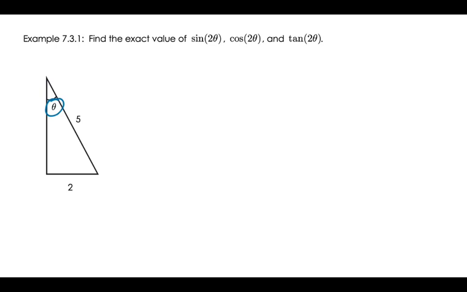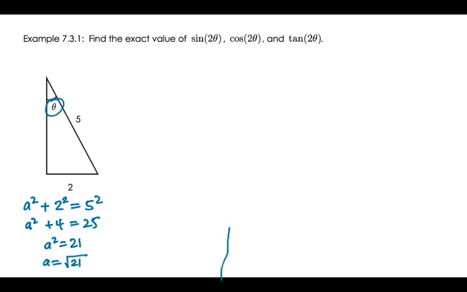But the first thing that I'm going to do is come over to this triangle and figure out what the third side is. I'm just going to do a little bit of Pythagorean theorem. So I've got the adjacent side squared plus the opposite side squared equals 5 squared. I get a squared equals 21, or a is the square root of 21. All right, so that is my adjacent side, square root 21. I'm probably going to need that, so we may as well get that out of the way.